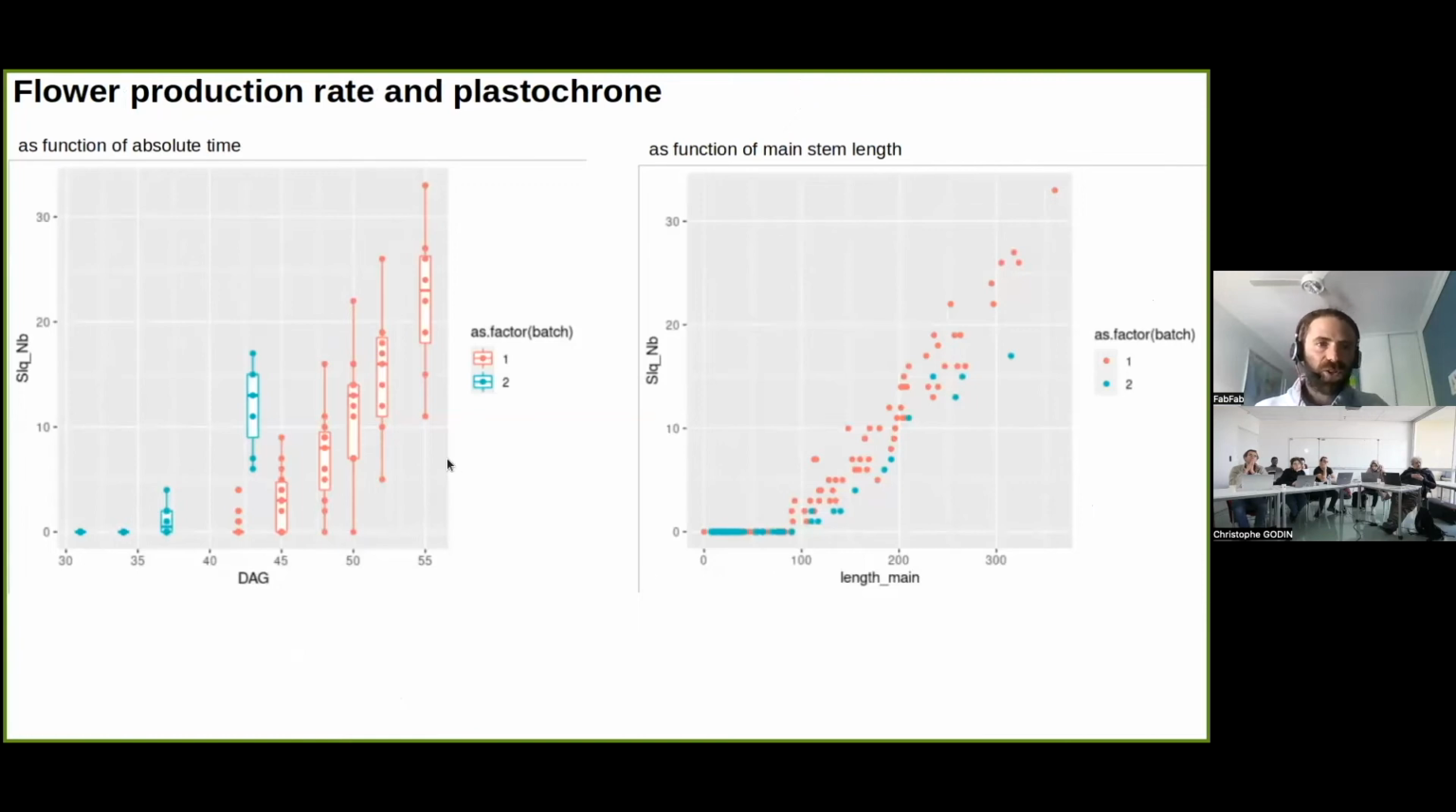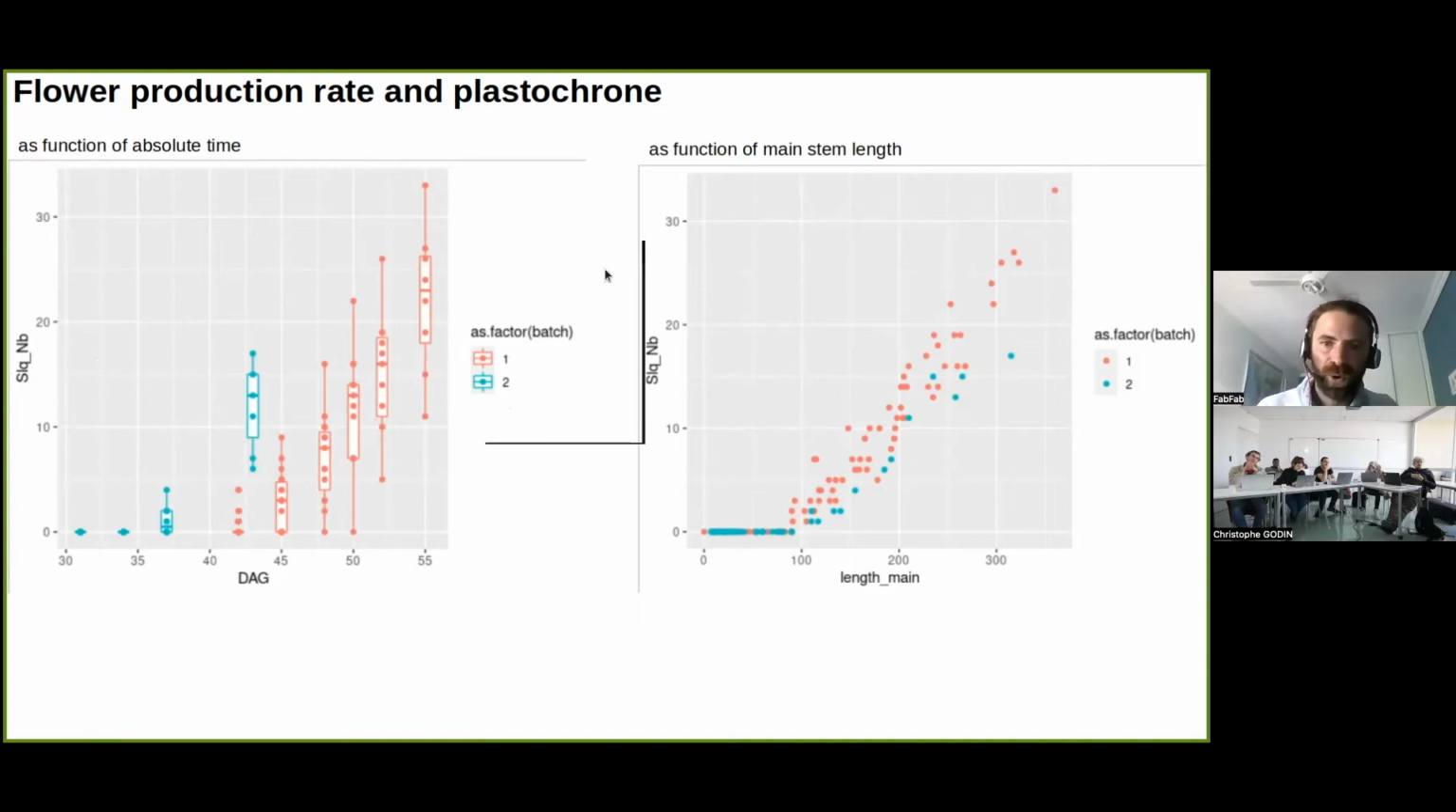So another trait that we can try to calibrate is the flower production rate. So here, what I did was, every day I counted the total number of calyx or fruit that are on the stem. And of course, it's cumulative. So you expect that this number will grow, and if you plot it as a function of absolute time, you see my two different experiments, okay, with experiment 1 globally delayed compared to experiment 2. Okay, but the curve seems to be the same.